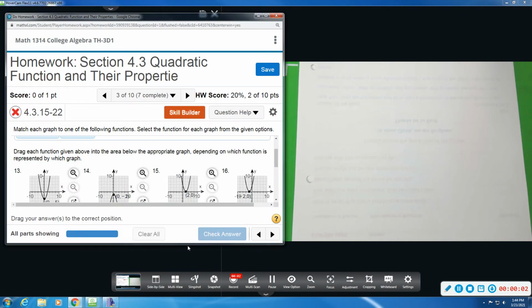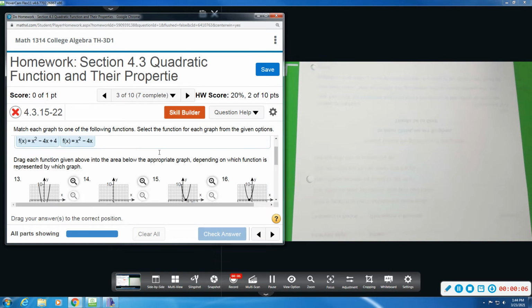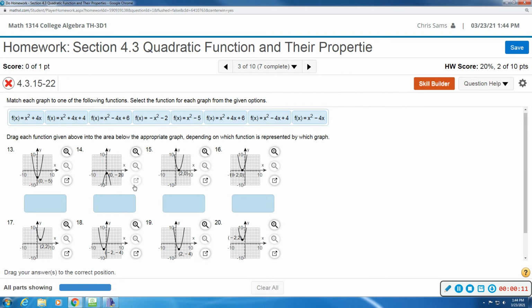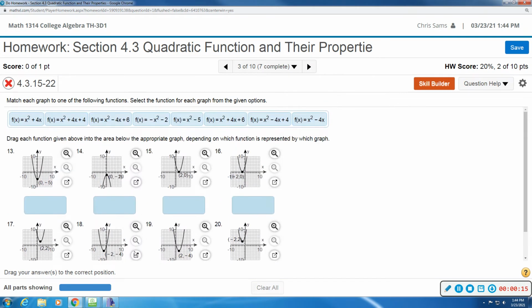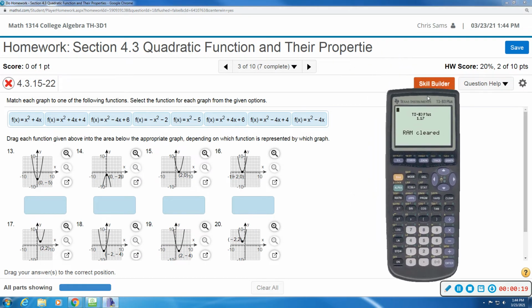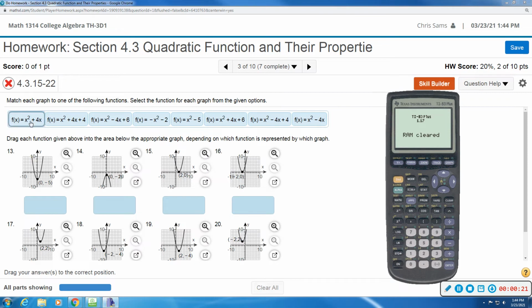All right, number 3, it says we want to match each graph to the following functions. So I'm going to make this one full screen, and we'll be able to see everything here. Now, there's a couple of different ways you can do this. In class, we discussed looking at the y-intercept, and then there are some subtle differences that we'll discuss.